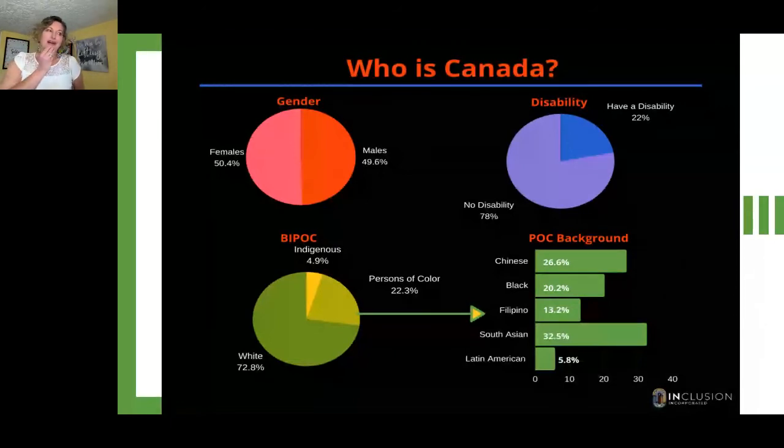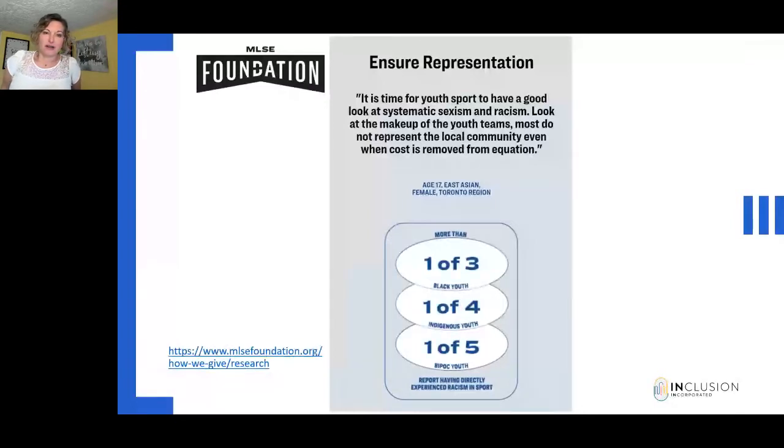So why are we here? We're really recognizing that through a variety of data sources, we're starting to understand how people are being excluded from our sport and physical activity systems, but also what they're facing when they do show up. And Maple Leaf Sports and Entertainment Foundation did some survey work over the last year and a bit and identified that 1 out of 3 Black youth are directly facing racism in sport. 1 out of 4 Indigenous youth are facing racism in sport, and overall 1 in 5 Black, Indigenous, and persons of color youth are facing discrimination in sport and racism.